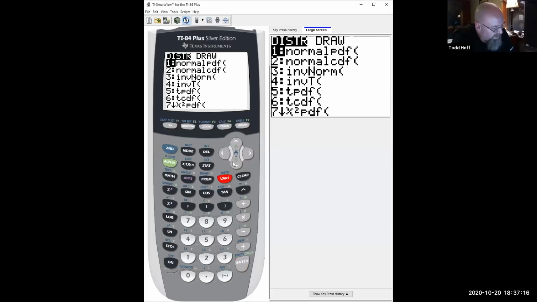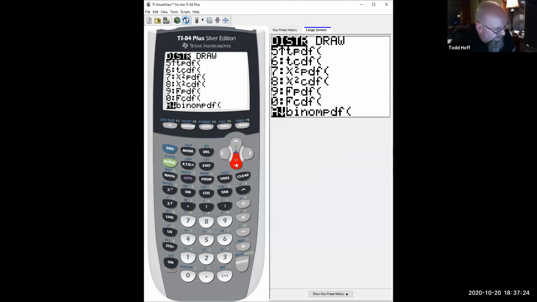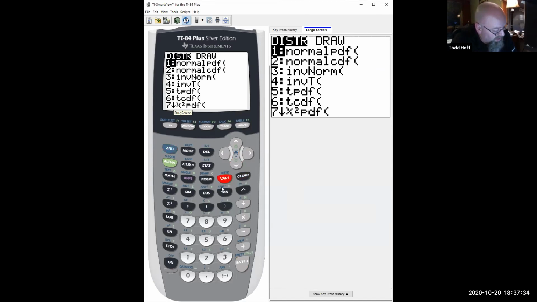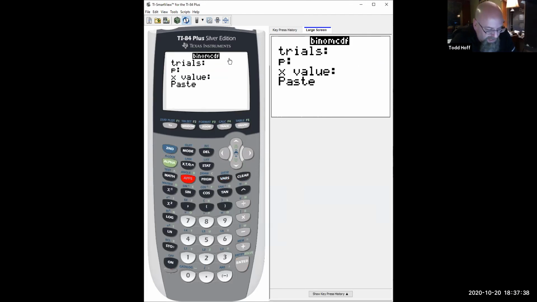So on the calculator, go to second distribution. We go down to binomial CDF. Now I'm going to show you a little bit of a shortcut rather than having to arrow down the whole time. Binomial CDF is option B. So let me clear this out. I'm going to go in again. Second distribution, and I can just do alpha B, and that'll give me the binomial CDF. So I don't have to do 10 arrow downs to get to it.